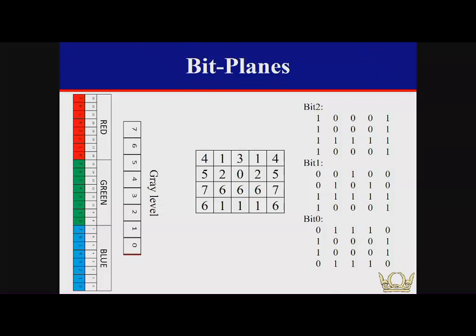Let me try another one, 6 here. Bit 2 is 1, bit 1 is 1, and bit 0 is 0. So I have bit 2, bit 1, and bit 0, so I have 3 bit planes. This is to display the bit planes of an image. In the lab exercise next week, I will ask you to display the bit planes, one bit at a time, of an image.